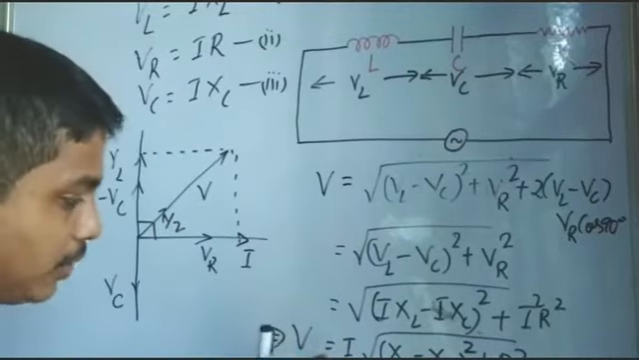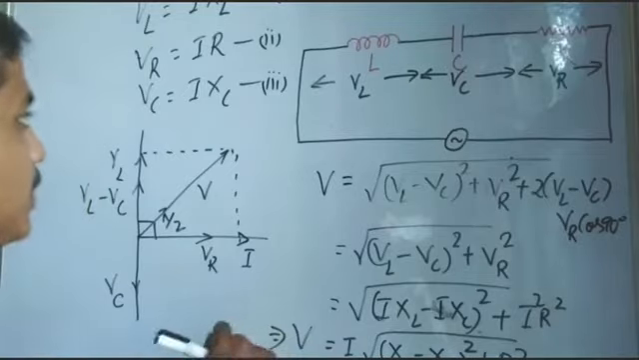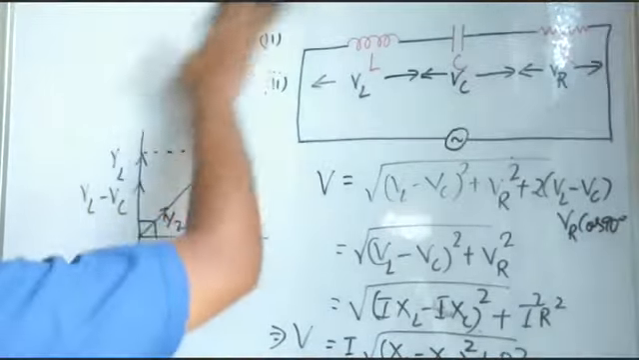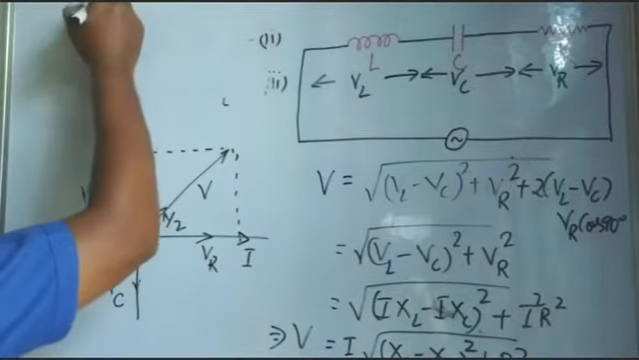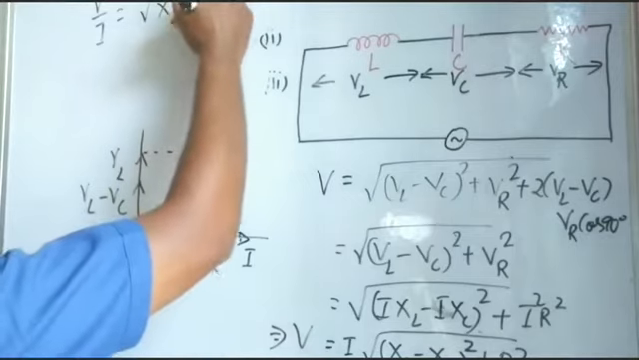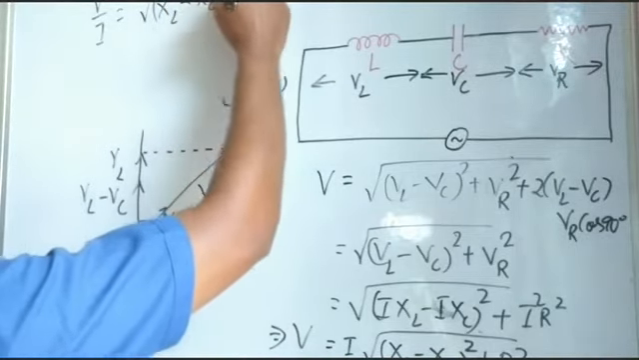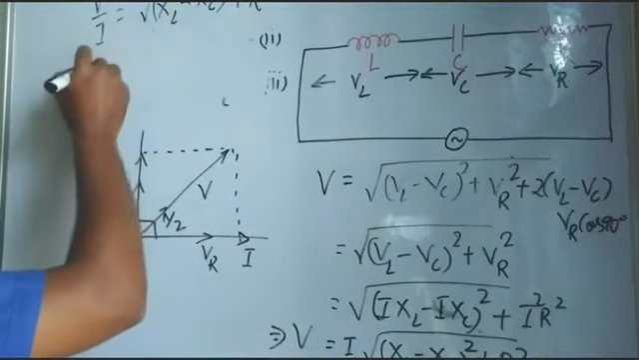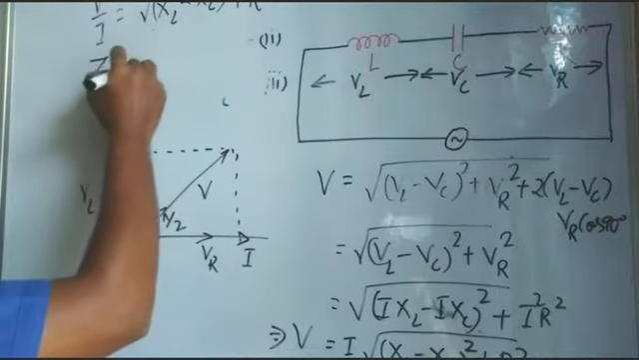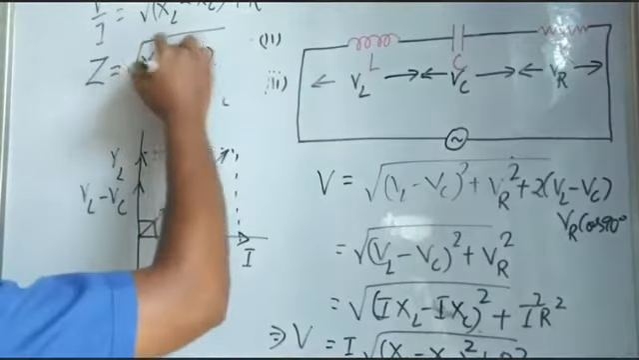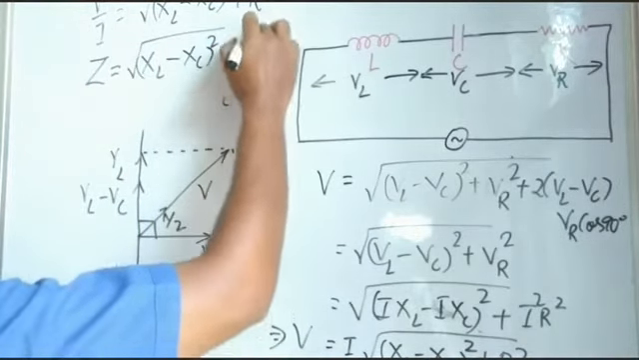If I put the I on the left hand side, then what will I get, you see? It will be V by I equals to root over (XL minus XC) whole square plus R square. So V by I is called Z equals to root over (XL minus XC) whole square plus R square.